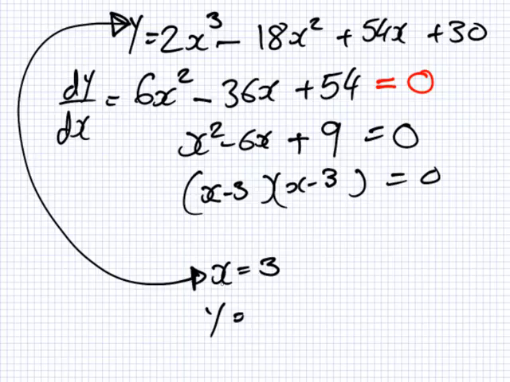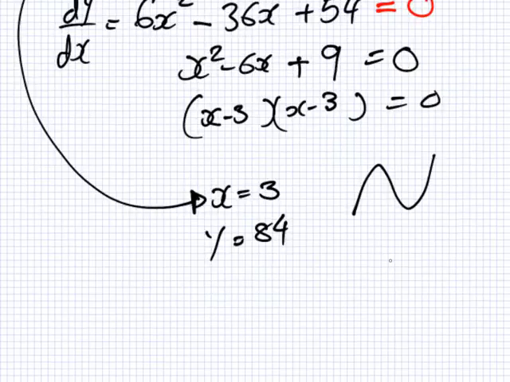Two times 3 cubed minus 18 times 3 squared plus 54 times 3 plus 30, 84. So the turning point is (3, 84). Now you might wonder, if there's only one turning point, then the shape is not like this. If there's only one turning point, the cubic looks more like this.